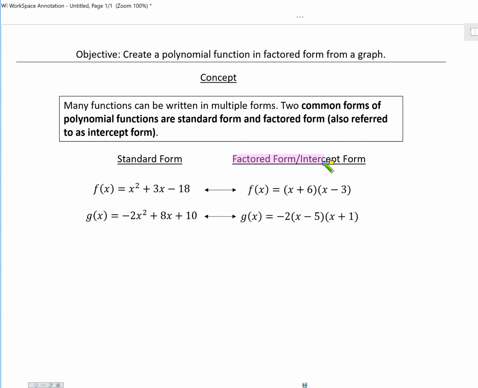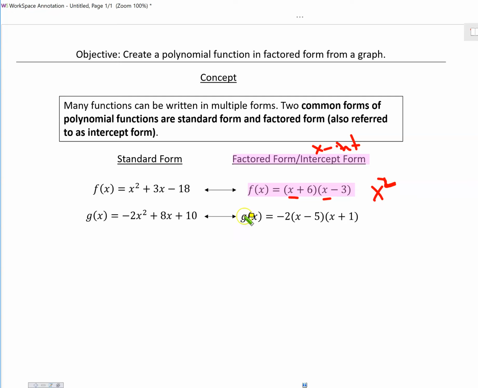Factored form is sometimes called intercept form because it can show us the zeros of the function, which also give us x-intercepts. And so here we have what we would call our basic quadratic function. There are two factors that involve x, so that's going to give us an x squared with two zeros in this case. And that's our quadratic, which is a type of polynomial function.